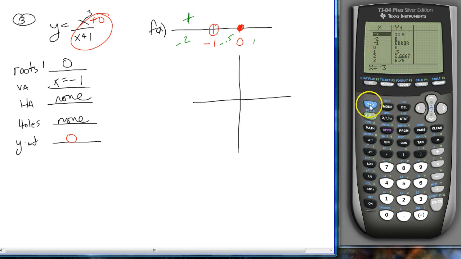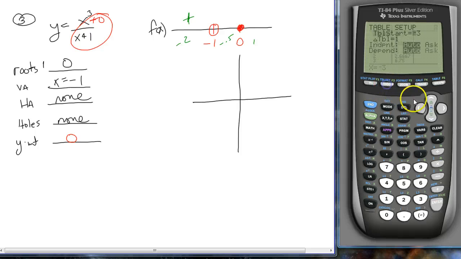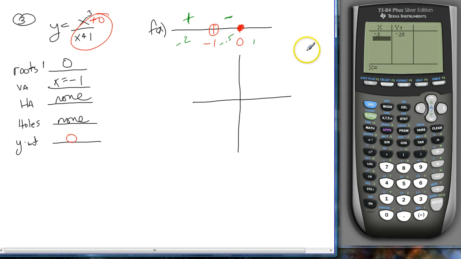Negative 0.5 is not on here, so we talked about how to do this. I said second table setup, put on ask, and go to table, and now there's nothing here. So now I'll just type in negative 0.5. So that's a negative. I don't care what the number is. All I care about is it's positive or negative. And I could do a 1 also. I could just punch in 1, ask it, and it's positive 0.5.